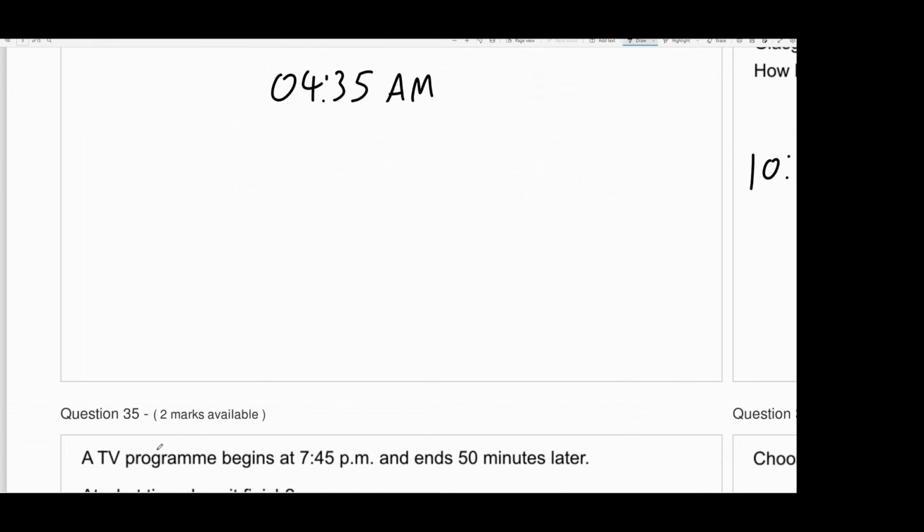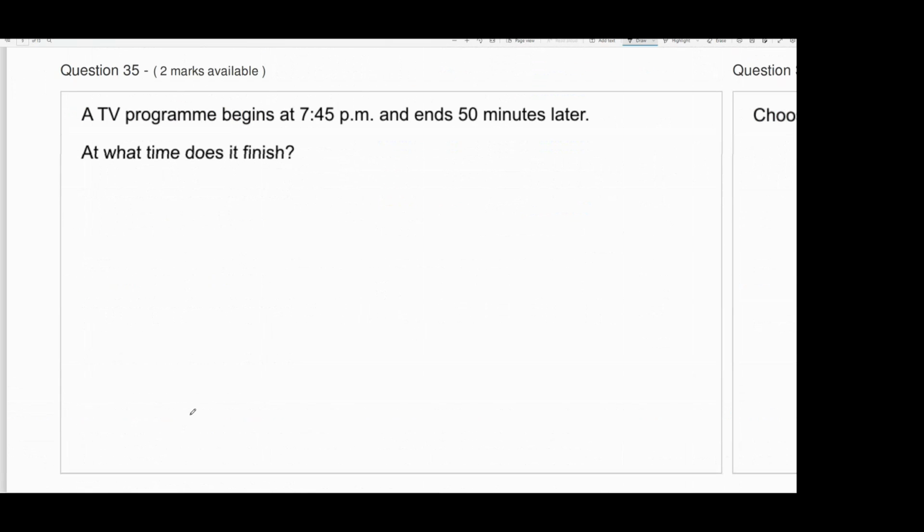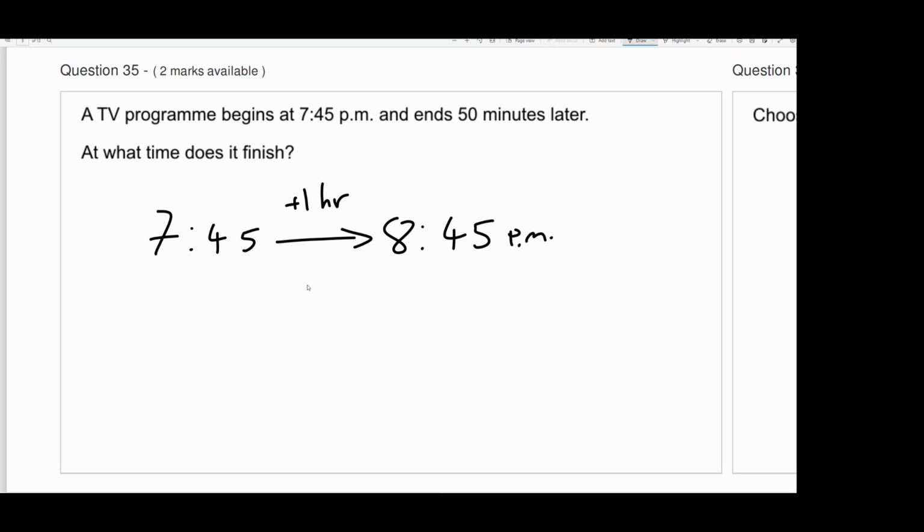Right, so nearly at the end of this one. So TV program starts at 7:45, ends 50 minutes later. What time does it finish? So you can probably do that in your head, but the trick that I use would be to add an hour and then take off 10 minutes. So if we do 7:45, an hour later, it's going to be 8:45 p.m. So if it's only 50 minutes, it's going to be 10 minutes before that, which is 8:35.